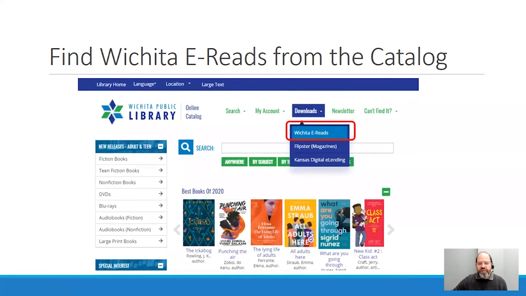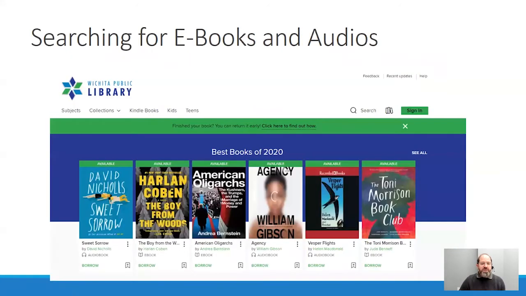And if you click on that, there will be an option to go to Wichita eReads, as well as our new service, Flipster, which is digital magazines available. And that's a great service if you're not aware. You can check out and download magazines onto your computer or device and read them at your leisure. They check out for a week. We have quite a selection. Not all of our print subscriptions are available there, but many of them are. And then there's also a link to the Kansas digital e-lending site there.